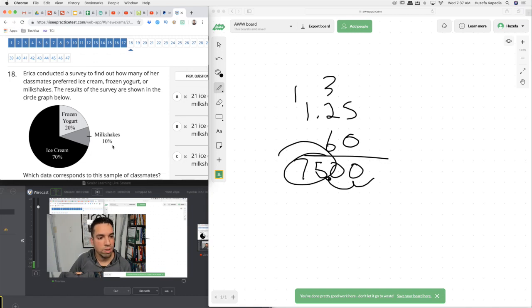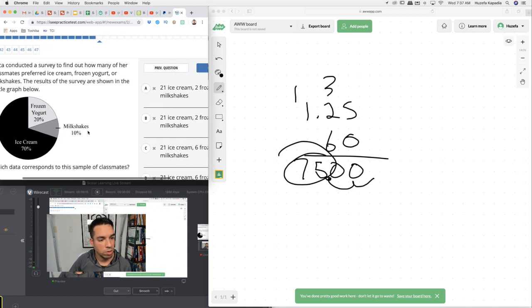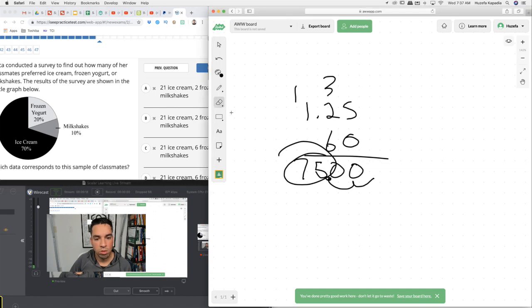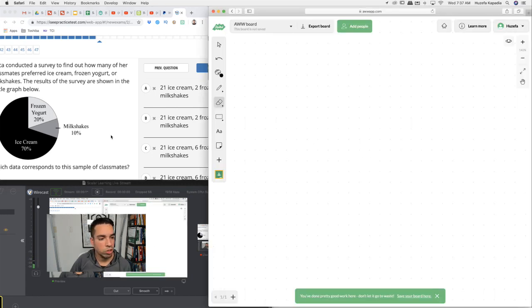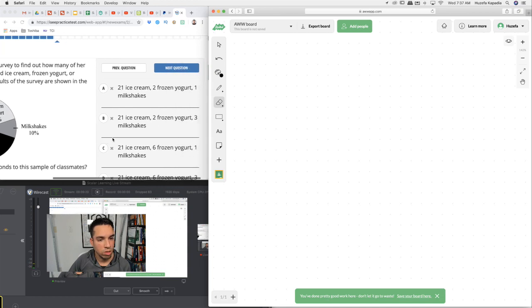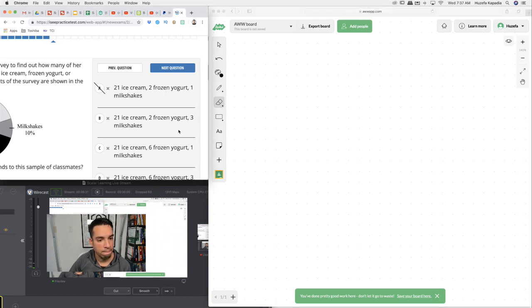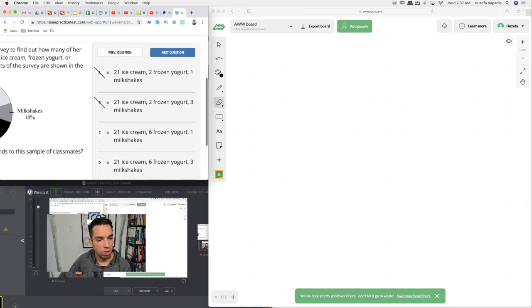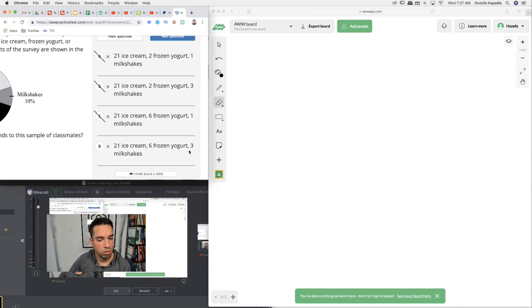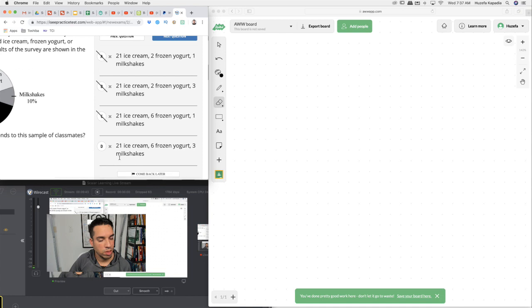Erica conducted a survey to find out how many of her classmates preferred ice cream, frozen yogurt, or milkshakes. The results of the survey are shown in the circle graph below. Which data corresponds to the sample of classmates? Okay, so let's do some easy things. We know that whatever the number for milkshakes is, it has to be 10% of the total. Let's just start there. This 1 is not 10% of 24, so this is out. 3 is not 10% of, this would be 21, 23, 26. That's out. 1 would definitely not work.